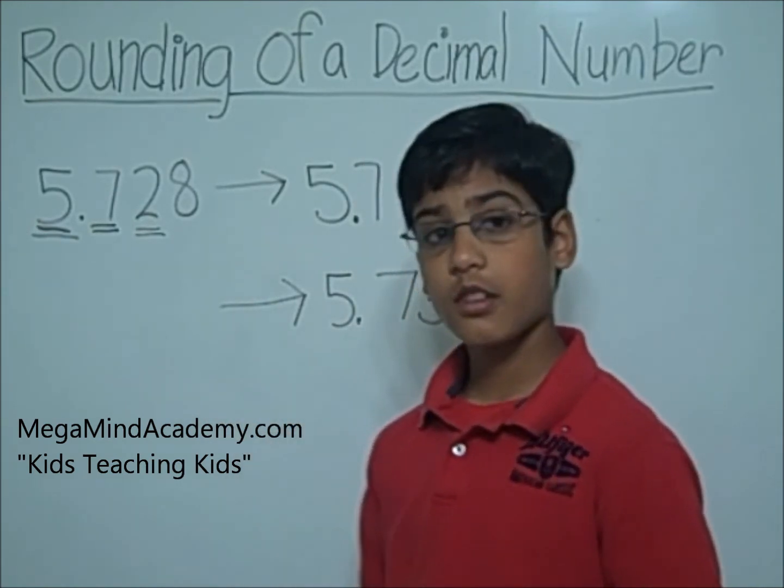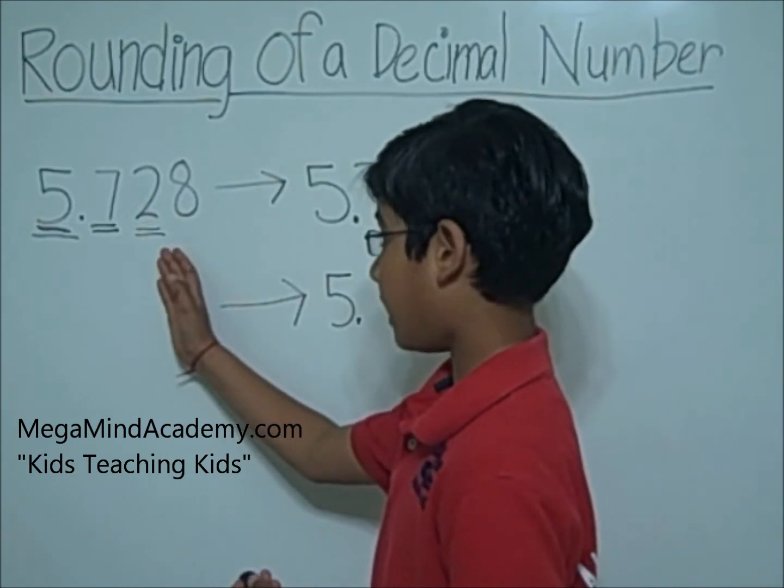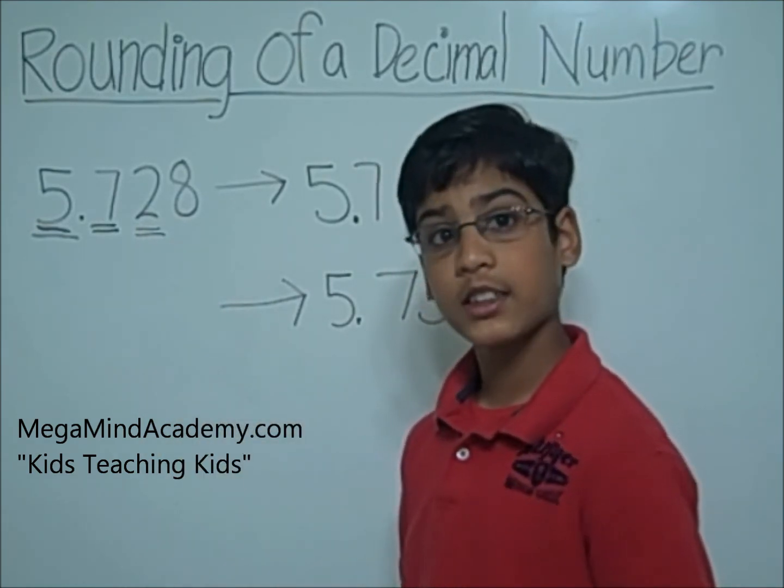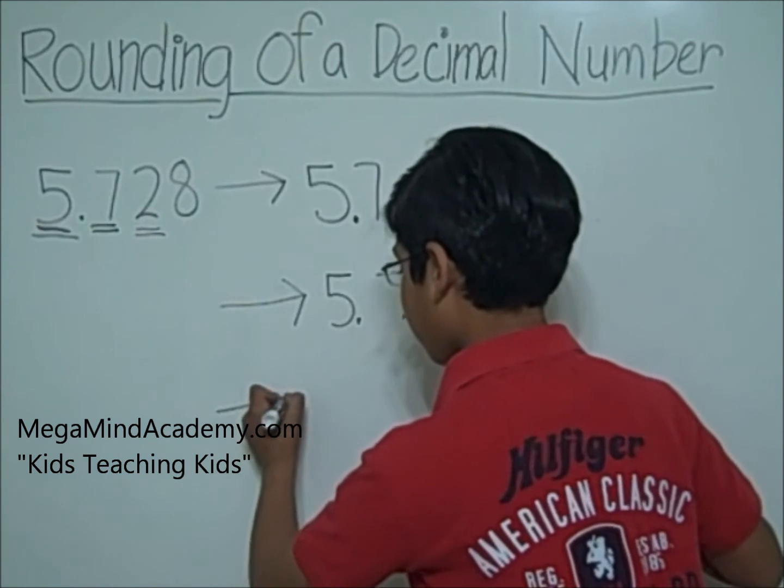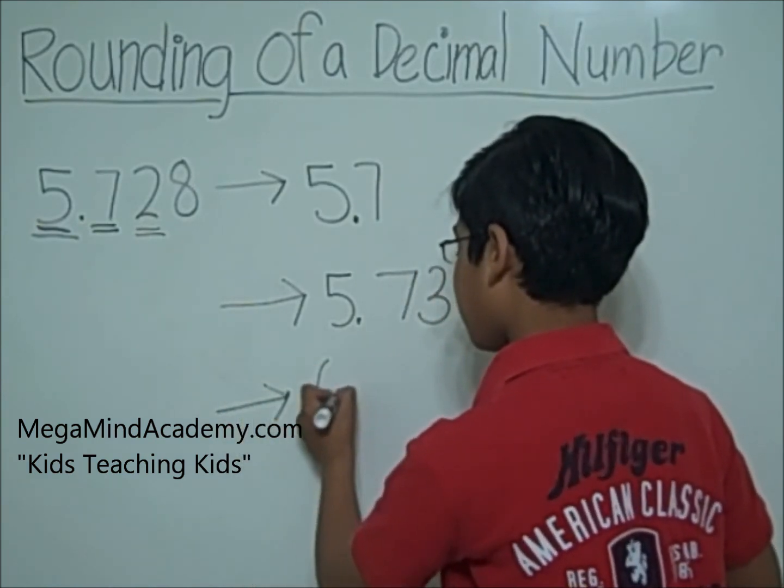So 5.728 rounded to the nearest ones becomes 6.